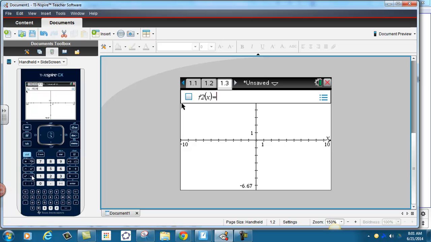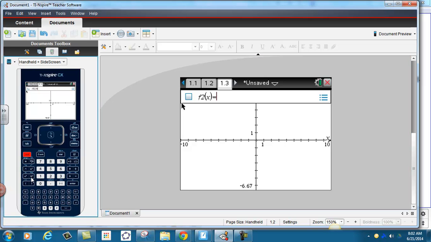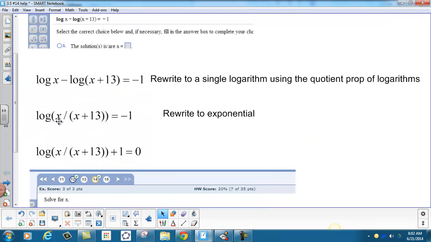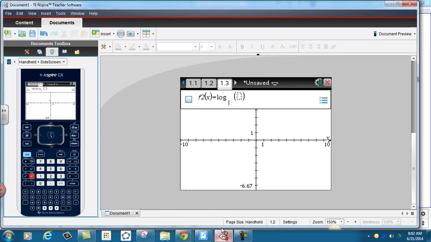So when my log button is, if I can find it on my graphing calculator here, it is right here. So I'm going to hit the control button and then this 10 to the x power button, and that'll give me the log button. And now notice that I have to put a base down here. So if there's not a base in the problem, then my base is understood to be 10. So if I look right here, there is no base in this problem, so it's understood to be 10. So I'm going to put a little 10 here for base 10.